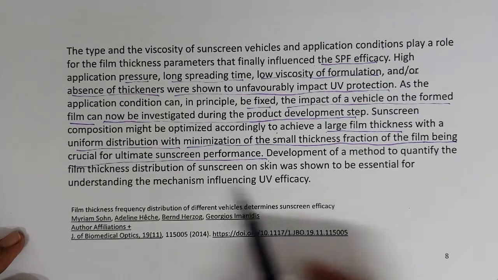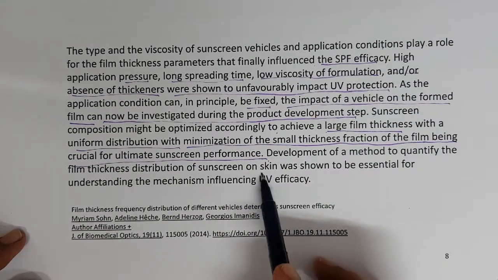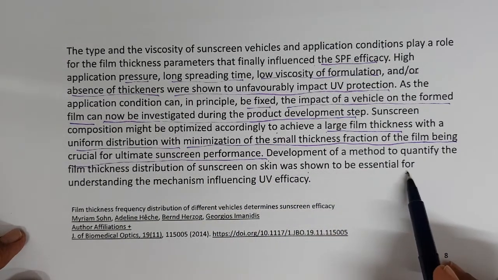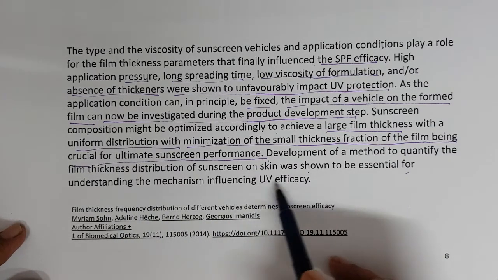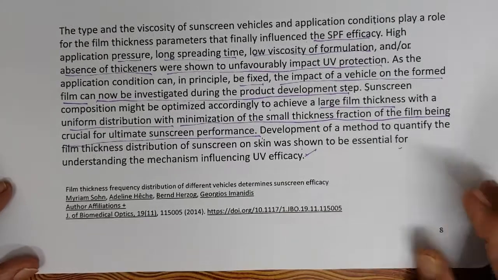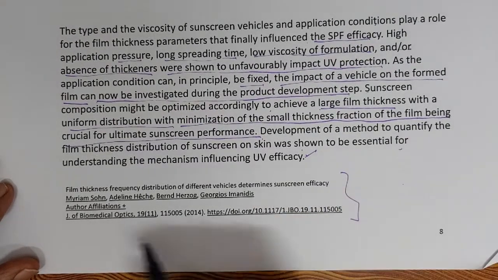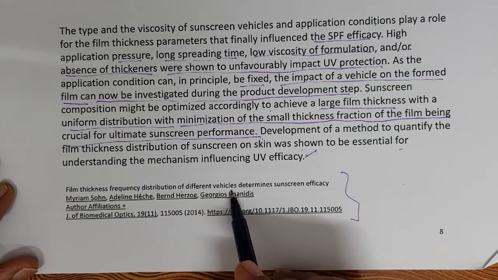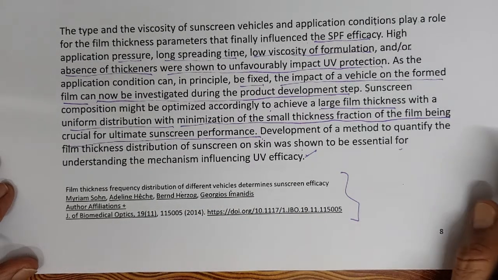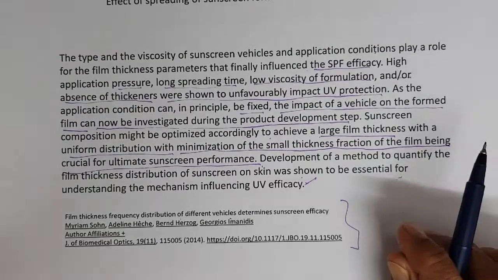Development of a method to quantify the film thickness distribution of sunscreens on skin was shown to be essential for understanding the mechanism in influencing the UV efficacy. You can go through this paper, film thickness frequency distribution of different vehicles determines sunscreen efficacy. Right, you can go through these people.